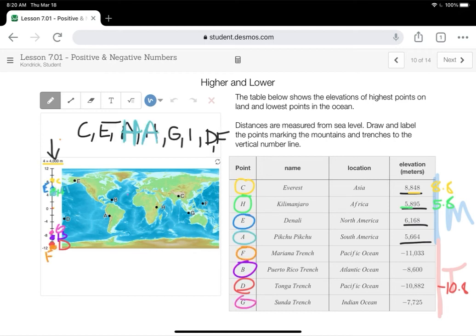So there you go. You can kind of see my color coding there, but if we were to put them all in order from the top to the bottom of the number line, we would have C, then E, then H, A, G, B, D, then F.